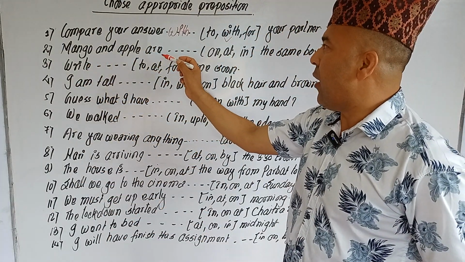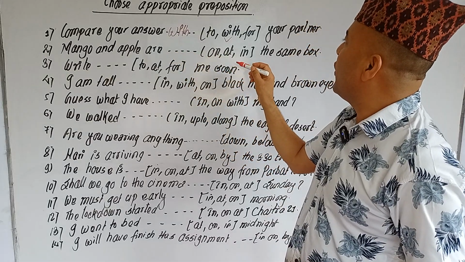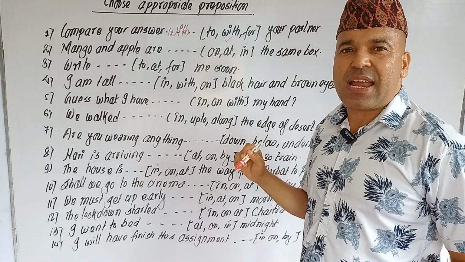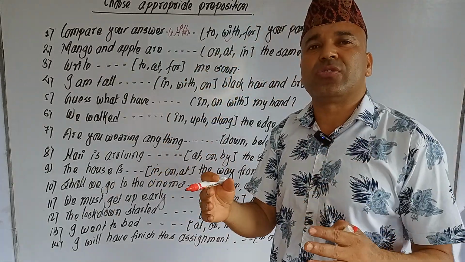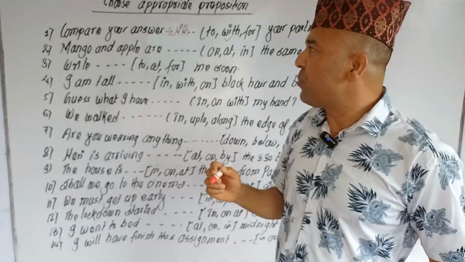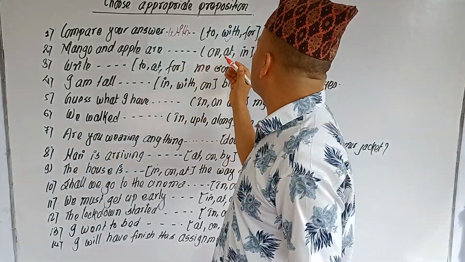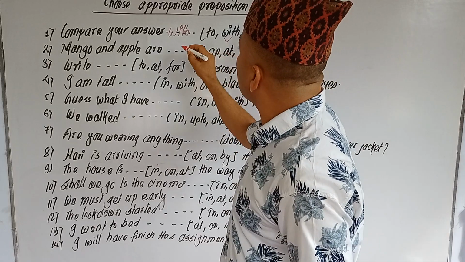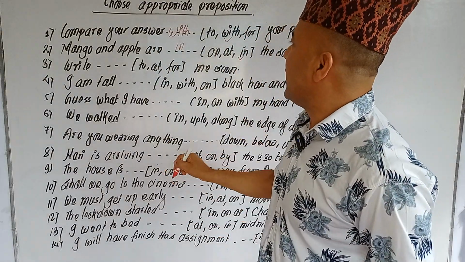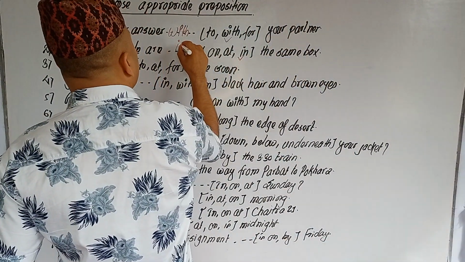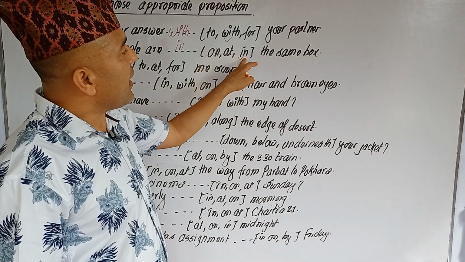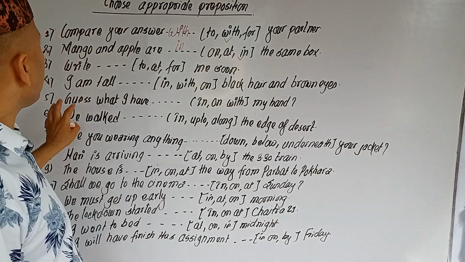Mango and apple are in the same box. Understand? Inside the box, that's why it is bounded by the circumstances or surface. That's why it is in. Mangoes and apples are in the same box.